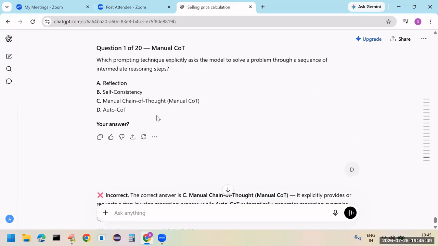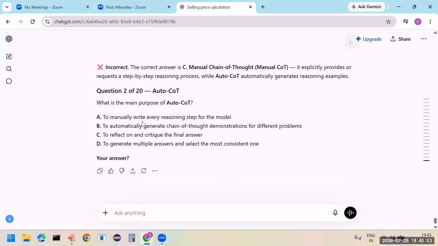Yeah, got it. Just one mistake, correct? But no worries. What is the second one? What is the main purpose of auto COT? To manually write every reasoning step? No. To automatically generate a chain of thought demonstration for different problems? Yes. Option is B.